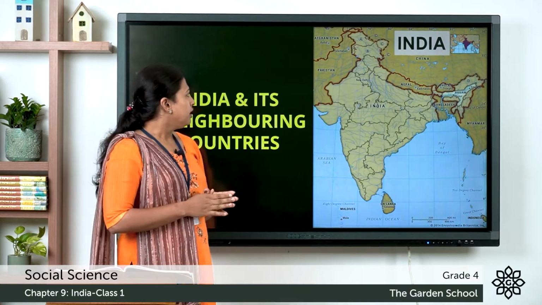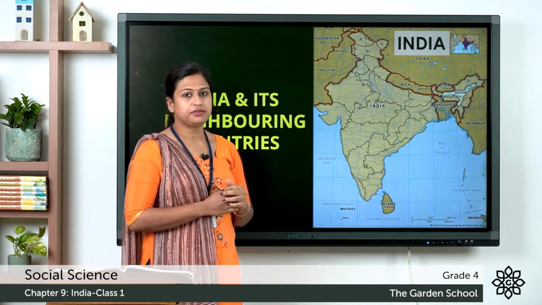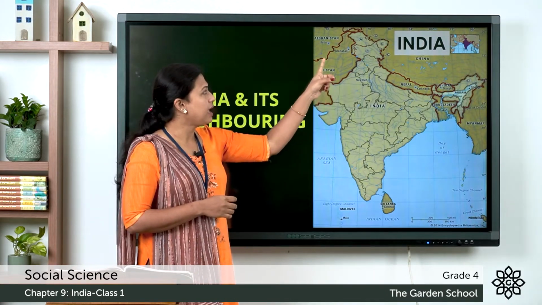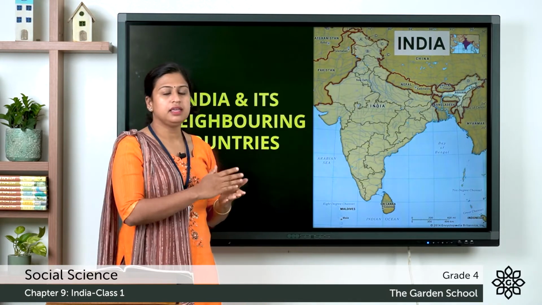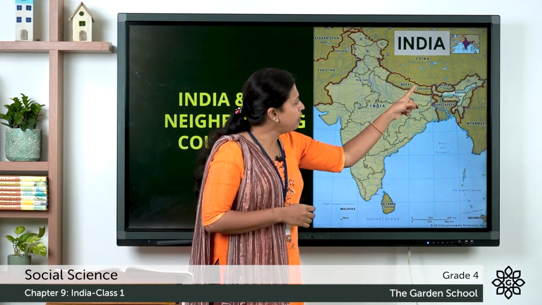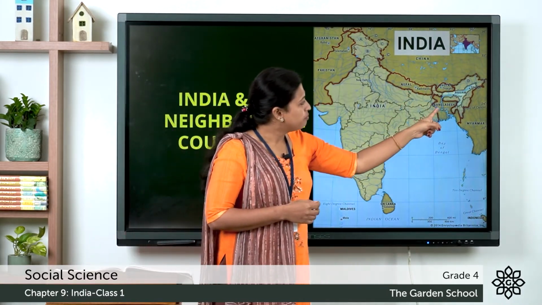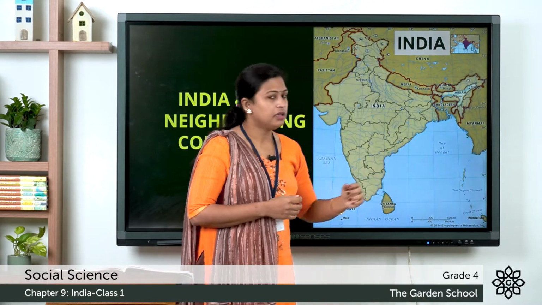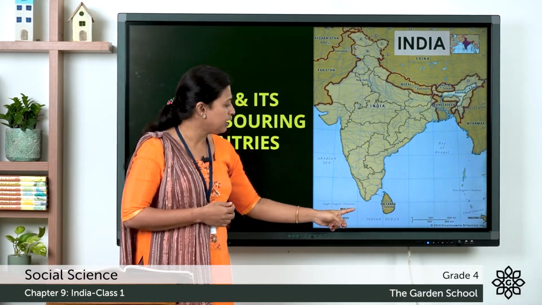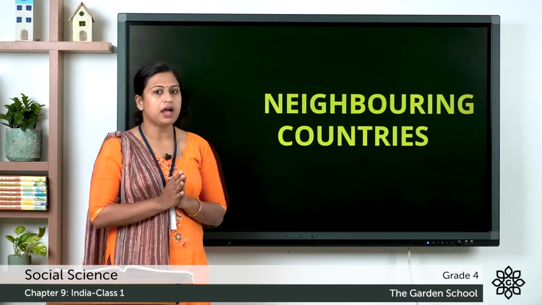Now, here you can see Indian map with its neighboring countries. So, I have already told you that Pakistan and Afghanistan lie in the northwestern part of India, Nepal, Bhutan and China in the north, and Bangladesh and Myanmar in the east, and to the south lie Sri Lanka and Maldives. So, this was about the neighboring countries.